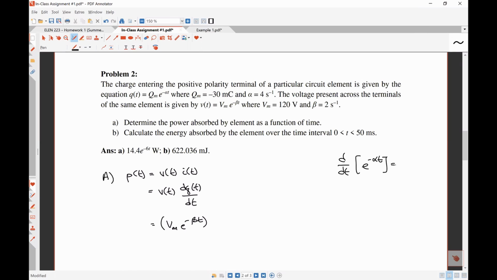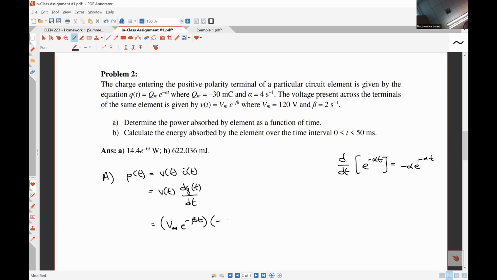Is it minus alpha times e to the minus alpha t? That's correct. I've noticed a lot of students make a mistake there. When you take the derivative of an exponential function, you bring down the coefficient of the argument. And when you integrate an exponential function, which we're going to have to do a bit in this class too, you bring down 1 over the coefficient. So you're correct. This should be negative alpha e to the minus alpha t.